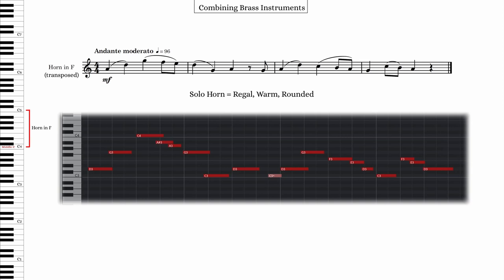So to understand combinations of timbres, you first need to identify the solo timbre, and in this case, the timbre of the horn is somewhat noble or regal sounding. It's a bit warm and rounded.